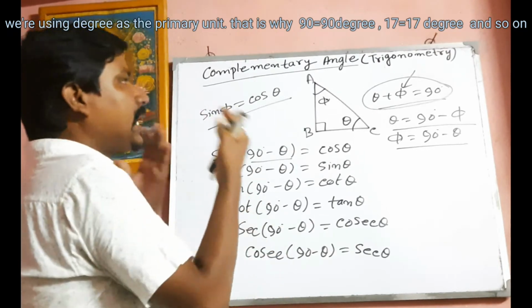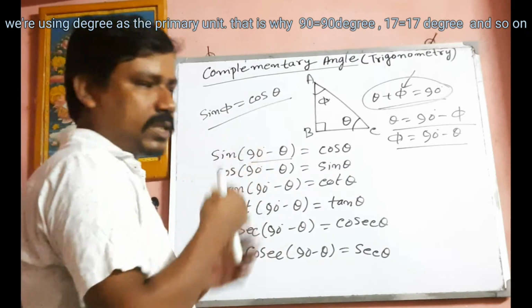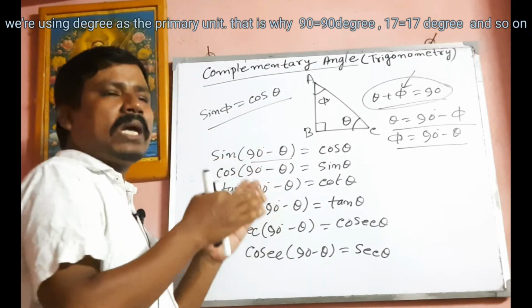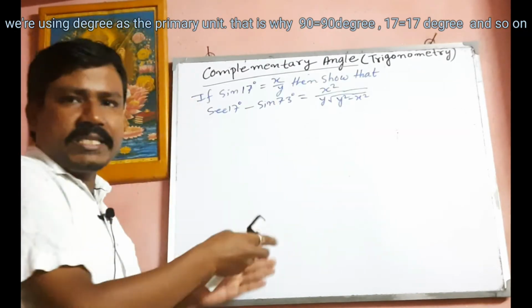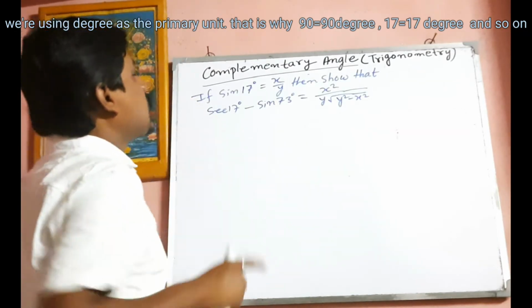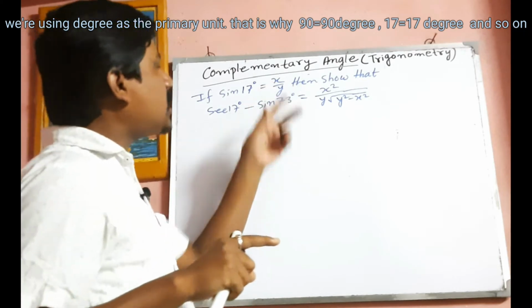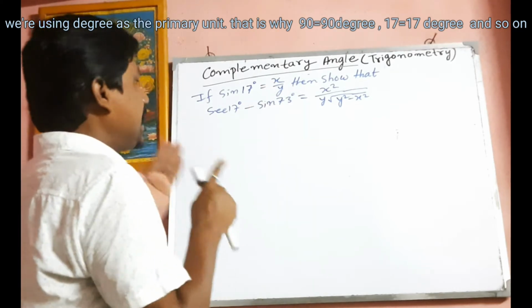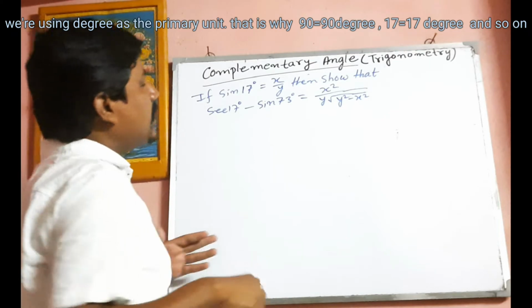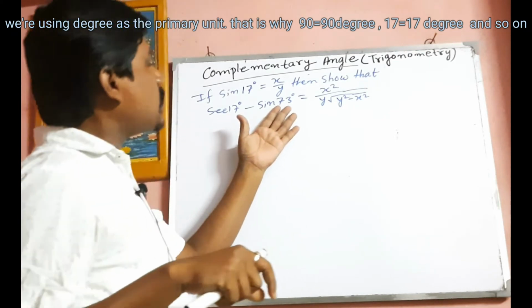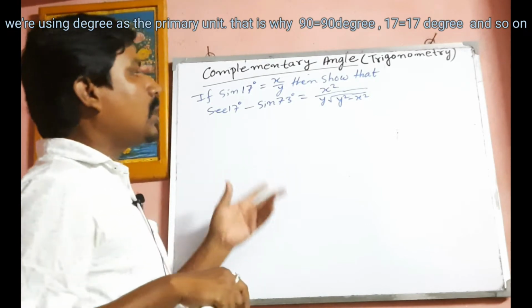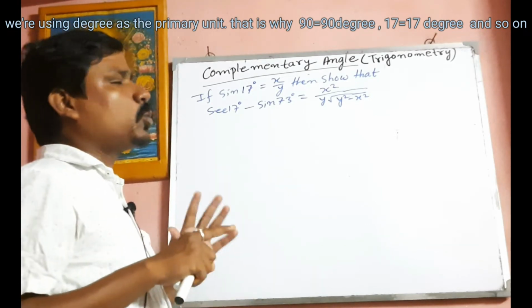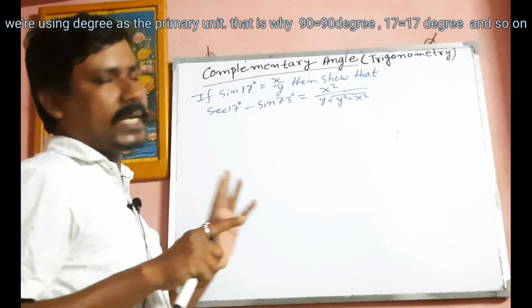Now we move to the next section, the example section. One by one we are discussing the important examples for this chapter. The first example is: if sin 17 degrees is equal to x by y, then show that sec 17 degrees minus sin 73 degrees is equal to x square divided by y times root under y square minus x square.